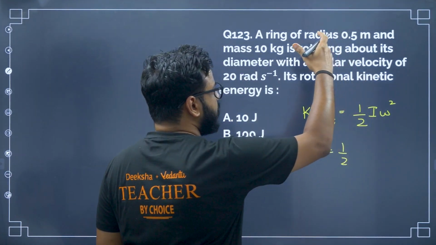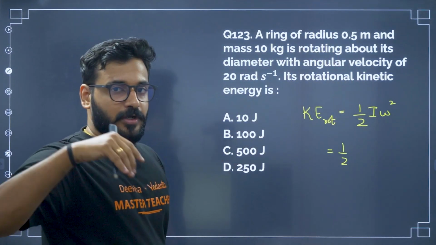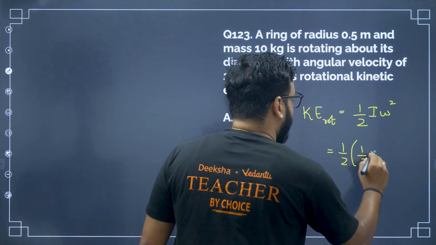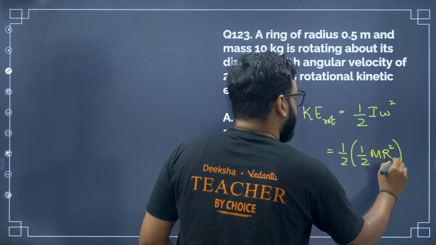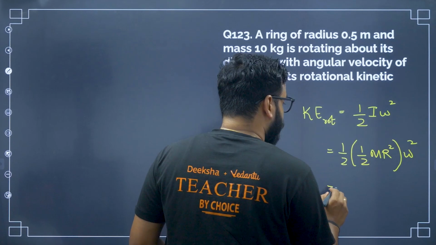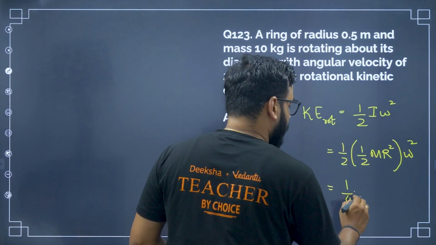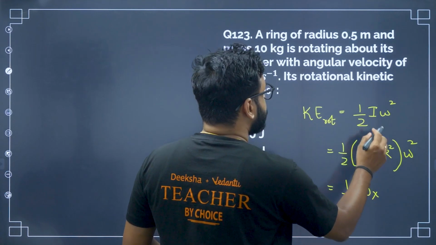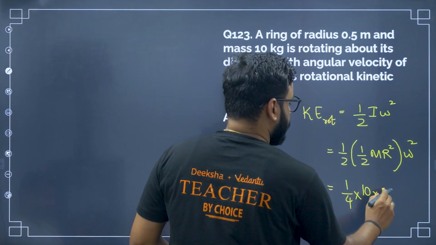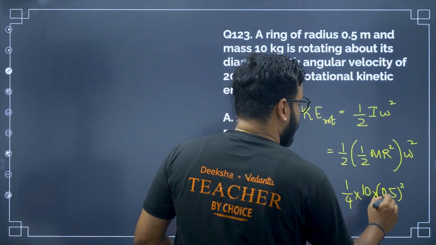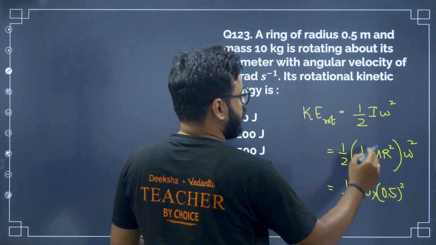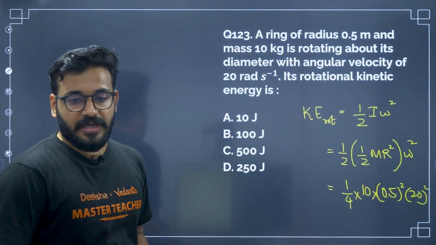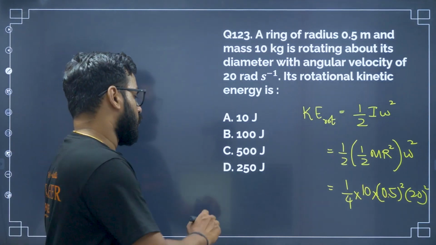The moment of inertia for a ring about its diameter, not through the axis of the ring, is half mr square, into omega square. Now substitute all the values. So it is 1 by 4, half into half, mass is 10 kg and radius is 0.5 square, into omega square, and omega is 20 square. Ultimately you will get the final answer as 250 joules, option D.